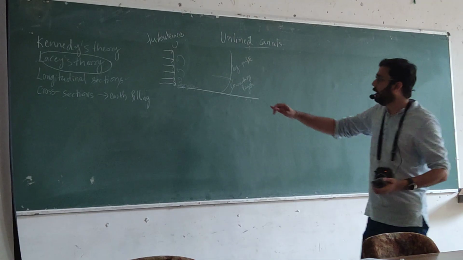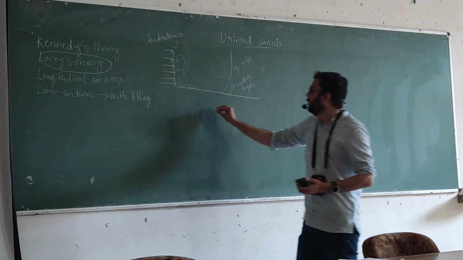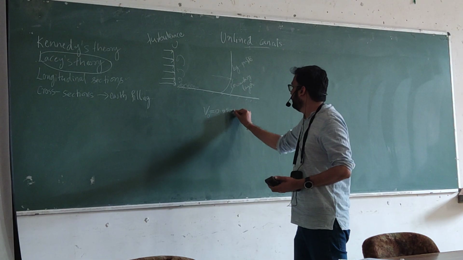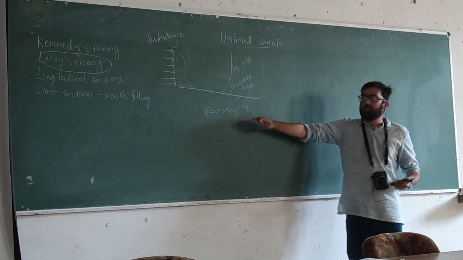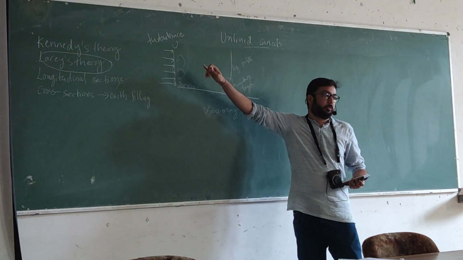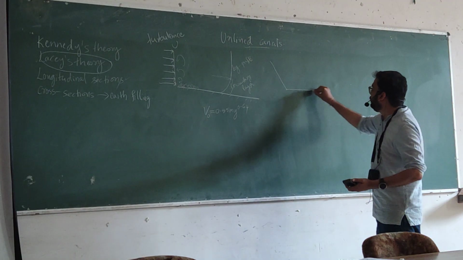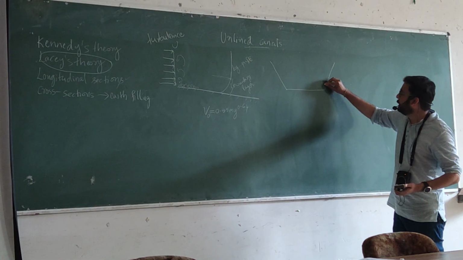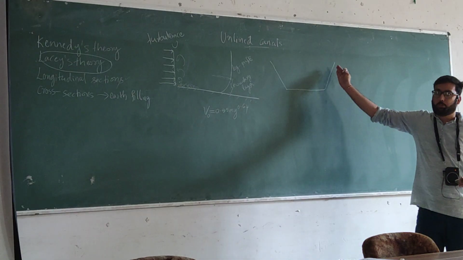Now what did Kennedy give? What is Kennedy's equation for velocity? So what Kennedy considered was that the velocity is changing along the depth because of the eddies generated from the bed. But what Lacey says is, when you have a trapezoidal section, you would have eddies coming in from the sides as well. So not only from the bed, but from the side slopes as well.